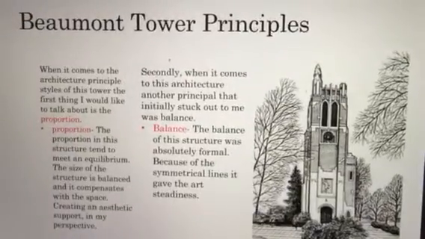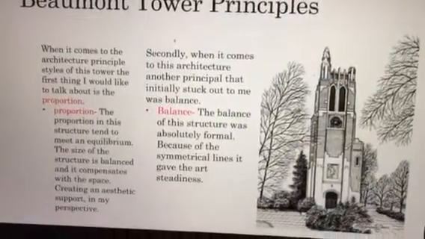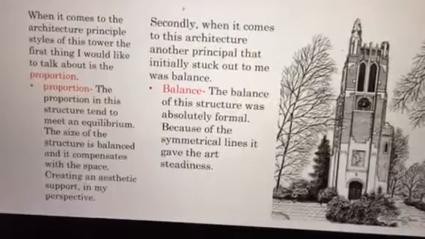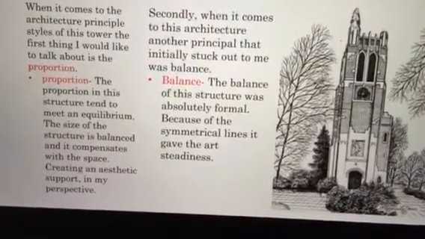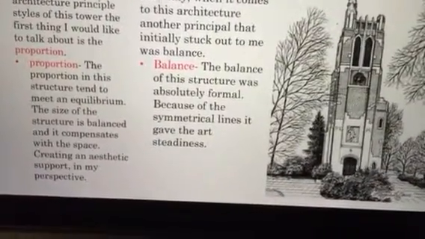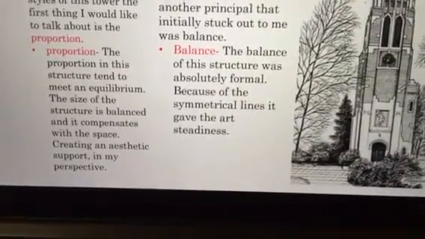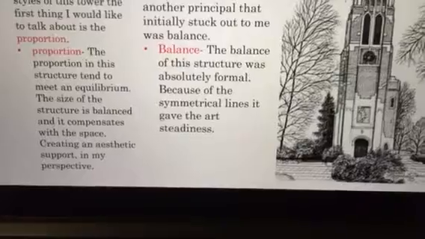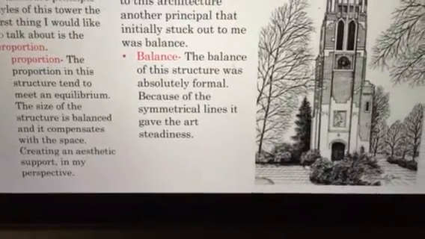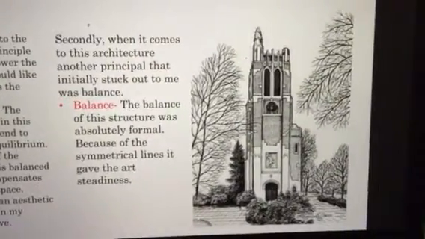The Beaumont Tower principles. When it comes to the architecture principle style of this tower, the first thing I would like to talk about is the proportion. The proportion in this structure tends to meet an equilibrium. The side of the structure is balanced and it compensates with the space, creating an aesthetic support in my perspective.